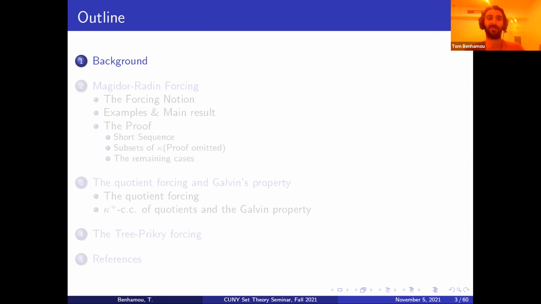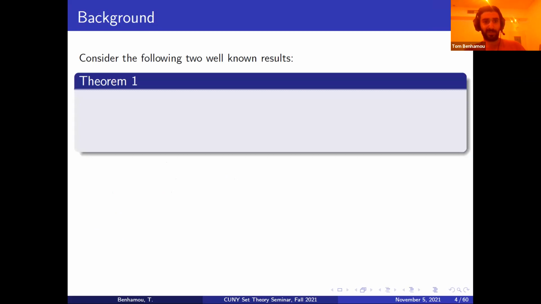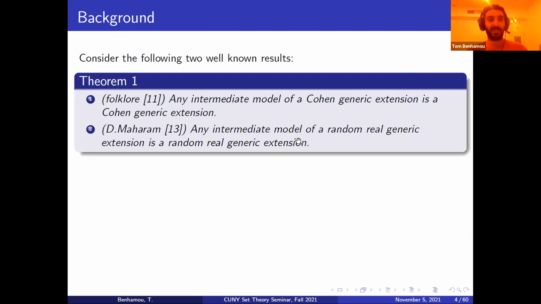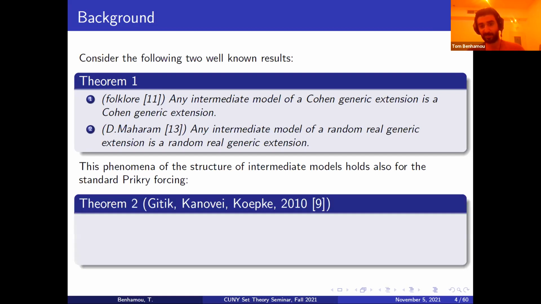So let's start with some background. Consider the following two well-known results about intermediate models. The first is that any intermediate model of a Cohen generic extension is a Cohen generic extension. The second is that any intermediate model of a random real generic extension is a random real generic extension. This phenomenon of structure of intermediate models holds also for the standard Prikry forcing, and this result is due to Gitik, Kanovei, and Koepke. They proved it in 2010.